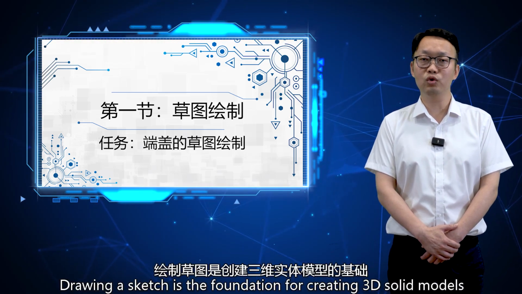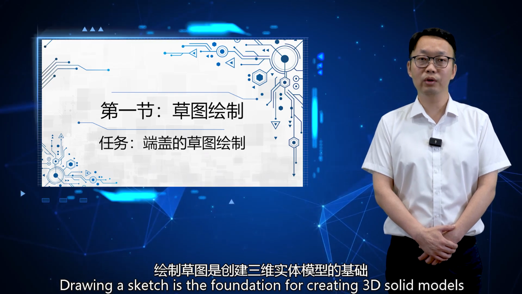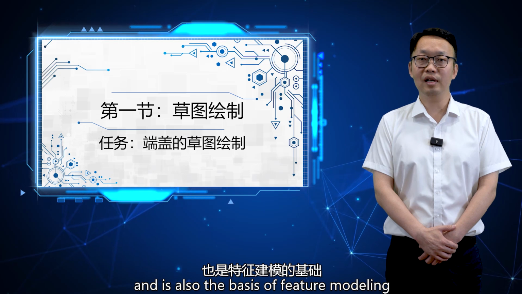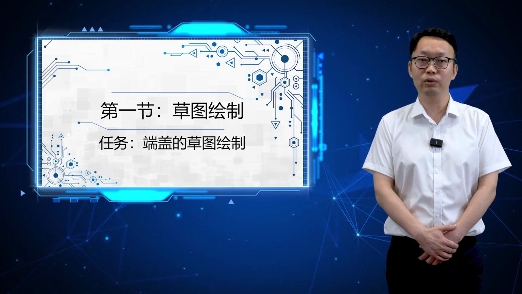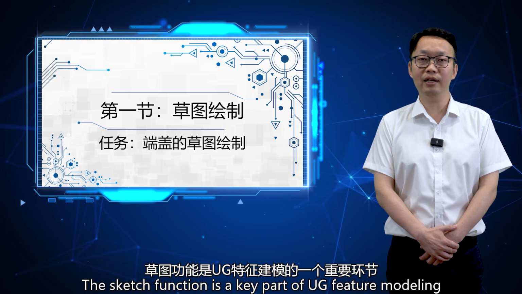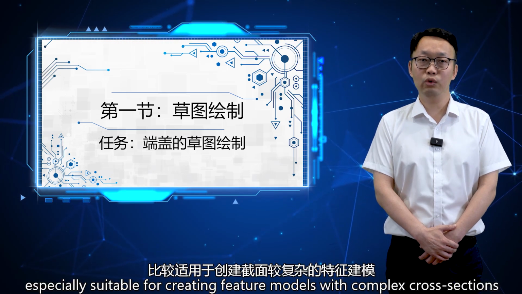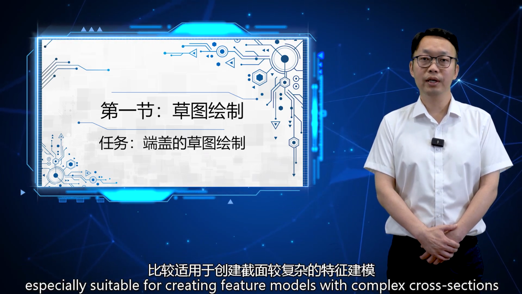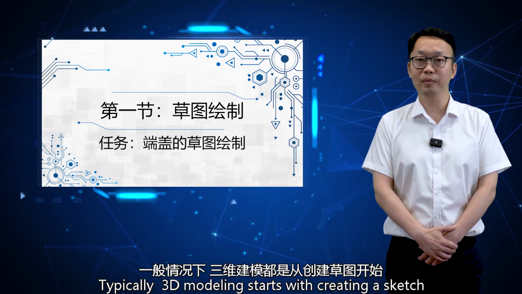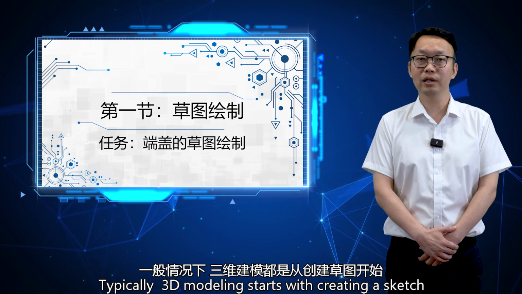Drawing a sketch is the foundation for creating 3D solid models, and is also the basis of feature modeling. The sketch function is a key point of UG feature modeling, especially suitable for creating feature models with complex cross-sections. Typically, 3D modeling starts with creating a sketch.